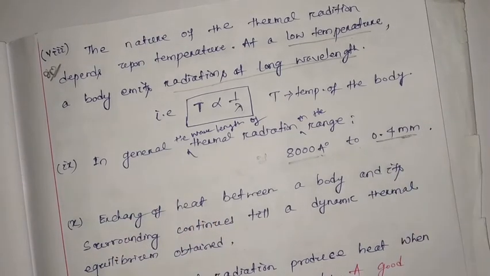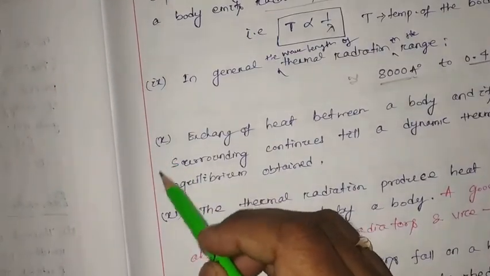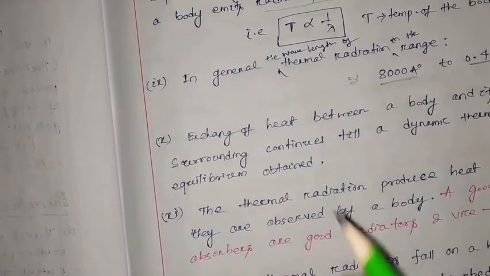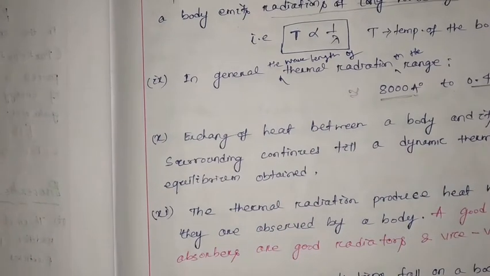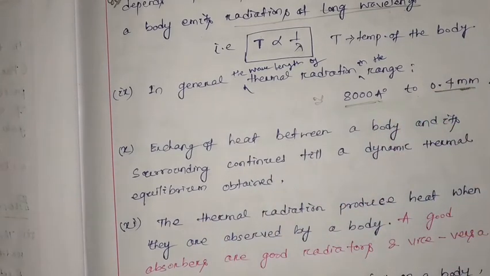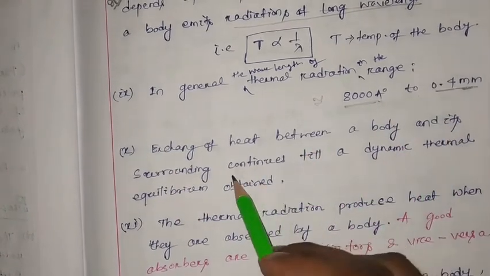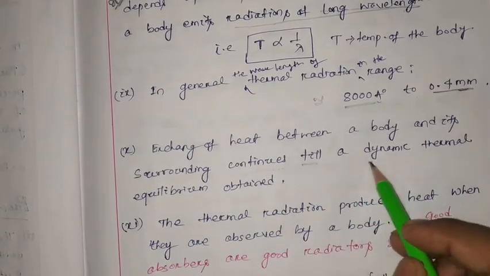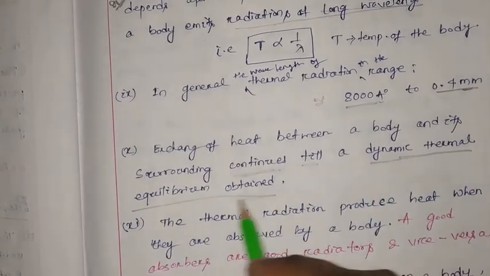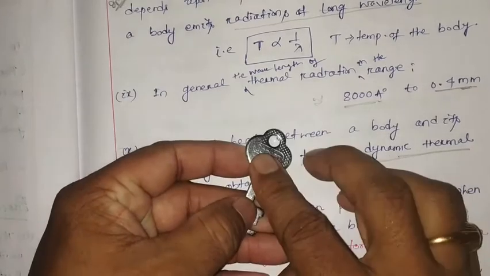Now, we know that equilibrium is found when the exchange of heat between a body and its surrounding reaches equilibrium. But here one word has been used: the exchange of heat between a body and its surrounding continues till a dynamical thermal equilibrium is obtained. That means, suppose this is a body and this is its surrounding.